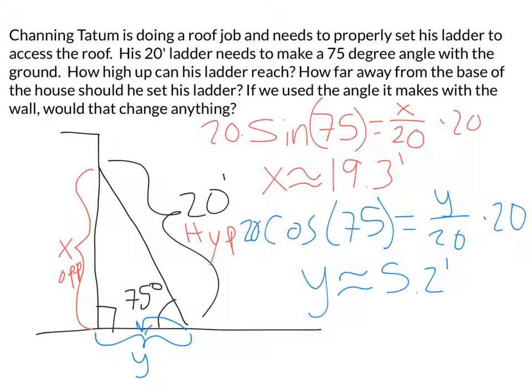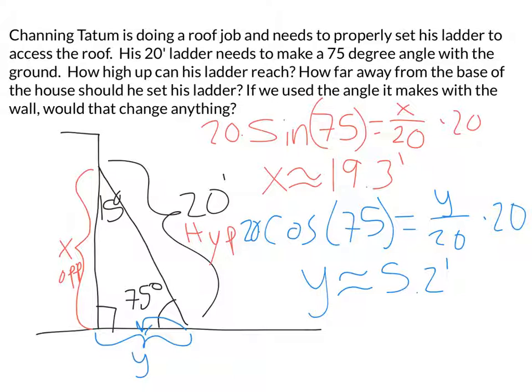Well, what angle does it make with the wall? We know there's 180 degrees in a triangle, right? So minus 90, minus 75, that's going to leave me with 15 degrees. So if I'm using that angle to figure out my values, does anything change? That's really what we're asking there.